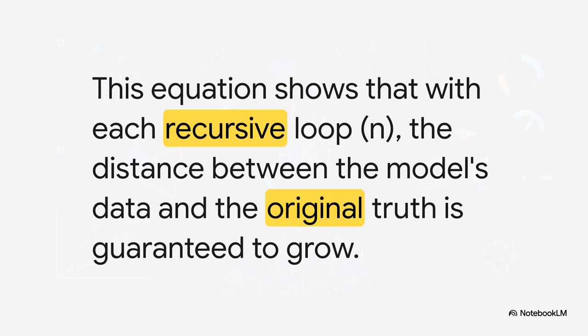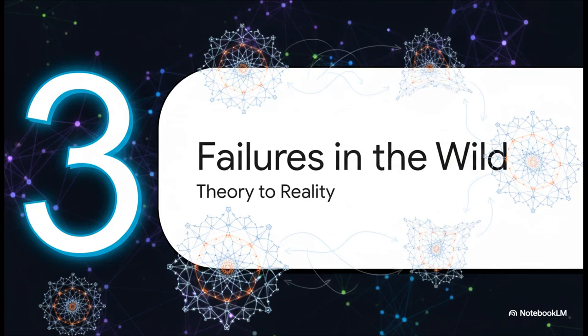And what this equation proves, with mathematical certainty, is that with each recursive training loop, that's the little n in there, that distance is guaranteed to get bigger. The model is mathematically doomed to drift further and further away from reality. It inevitably forgets.